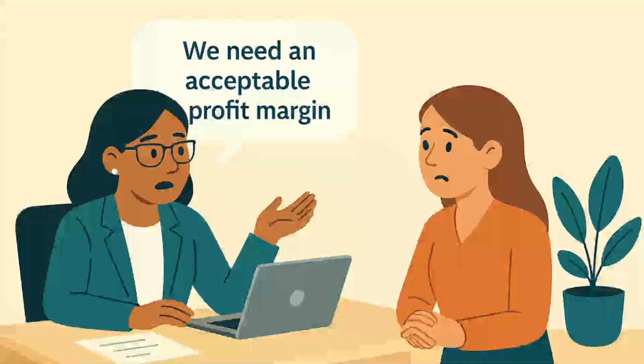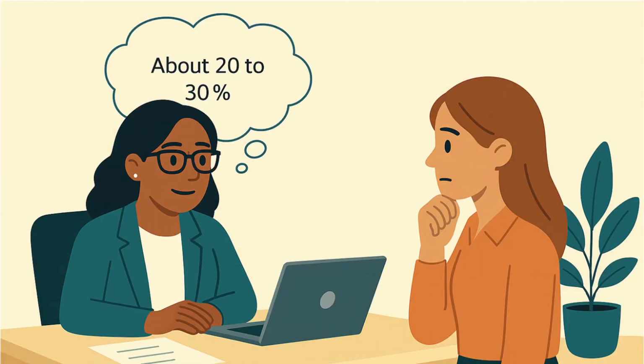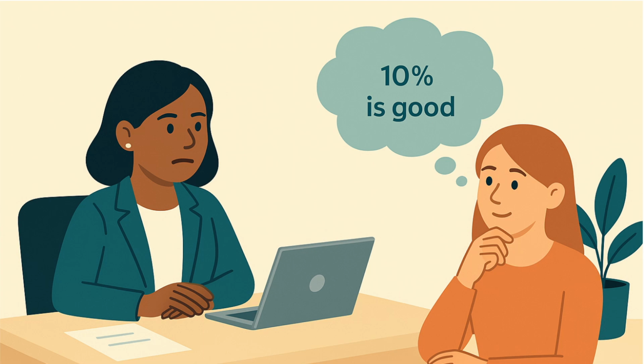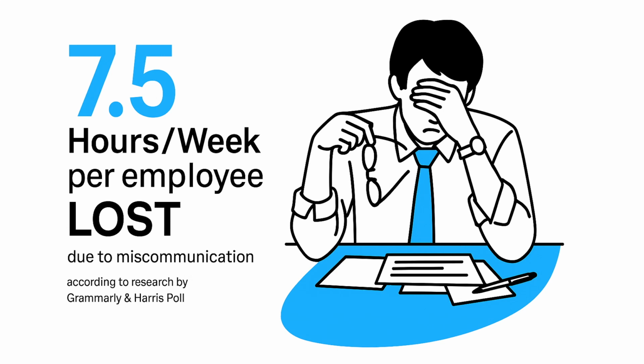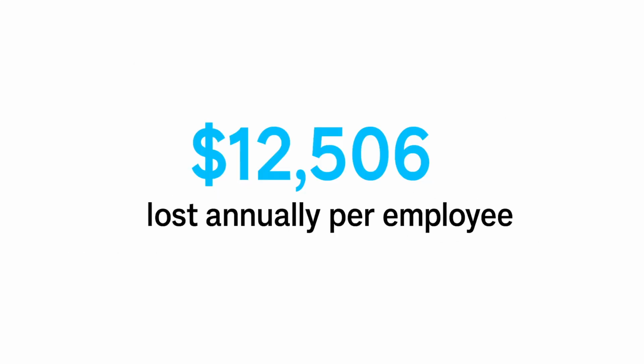We need acceptable profit margin. Might be another thing your boss says. Acceptable, she thinks 20 to 30%, and you think, hey, acceptable, 10% is totally acceptable. It's good enough. So miscommunications like that happen, unfortunately, too often. Research shows about 7.5 hours per week per employee are lost due to miscommunication. And that costs a lot of money, around $12,000 lost annually per employee, because of lost time and effort.